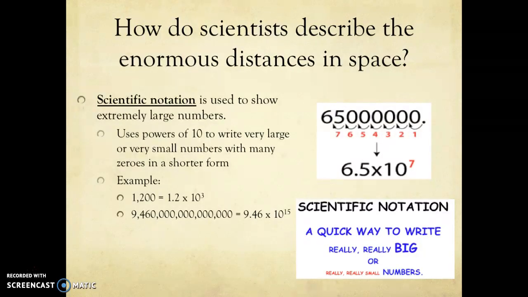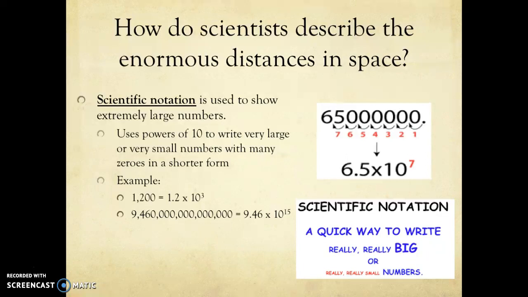Now, how do scientists describe the enormous distances in space? When you look at distances in space, there tends to be a lot of zeros. We look at things in billions and trillions, and sometimes even bigger than that. We don't deal with small numbers, really. So instead of writing out 20 zeros for a single number, that gets annoying. That gets a little hard to read. We use something called scientific notation, and that's used to show extremely large numbers.